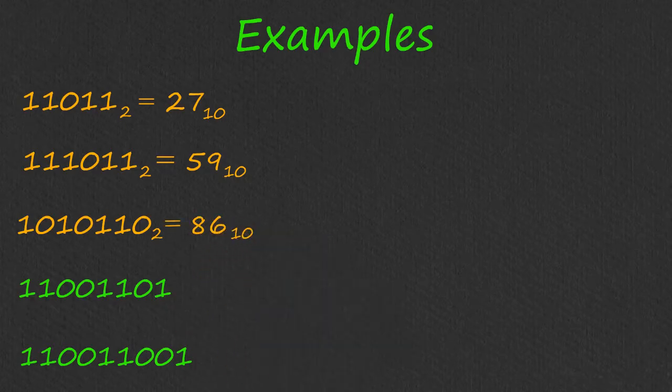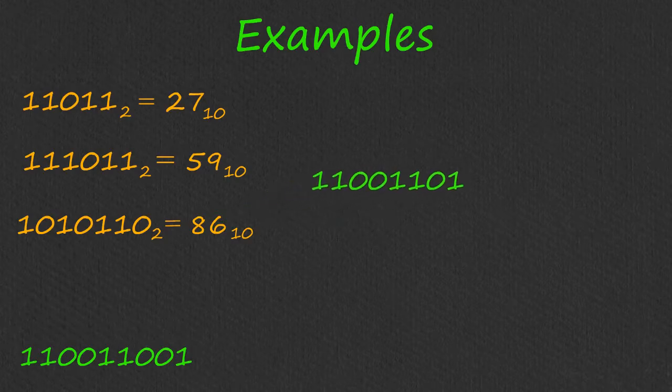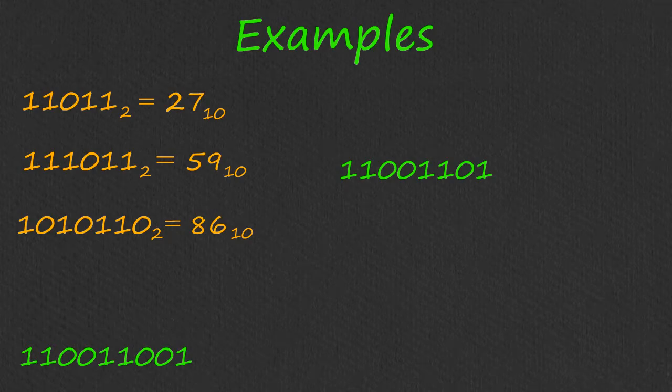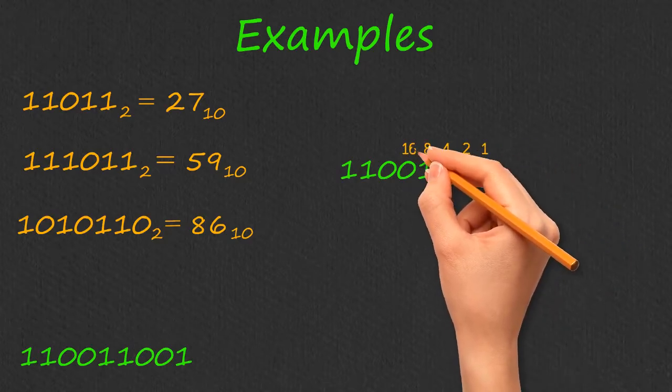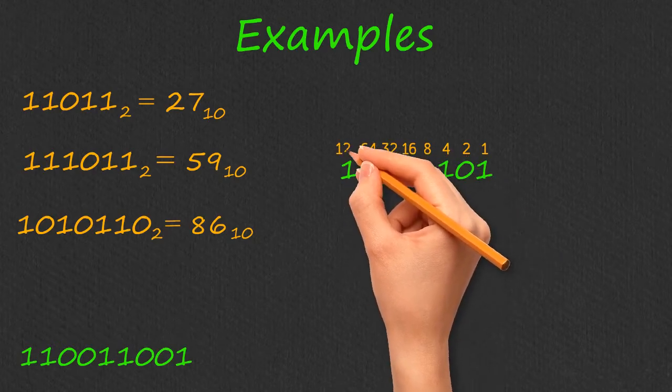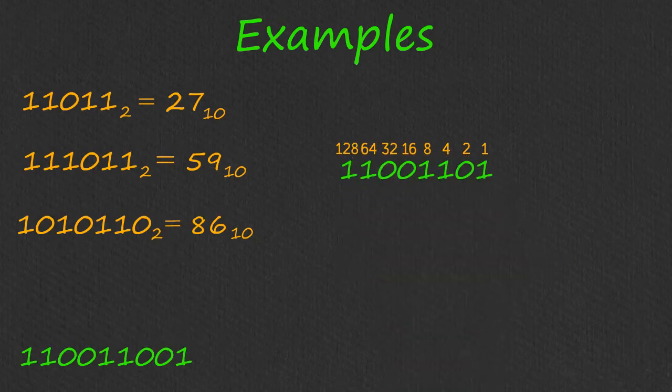The next example is 11001101. I hope you get the drill by now, so let us go ahead and place the place values on top of our digits, starting with 1 above the rightmost digit, then doubling all the way up to 128. Then pick out the place values with a 1 under them and add those up. The sum will be 128 plus 64 plus 8 plus 4 plus 1.